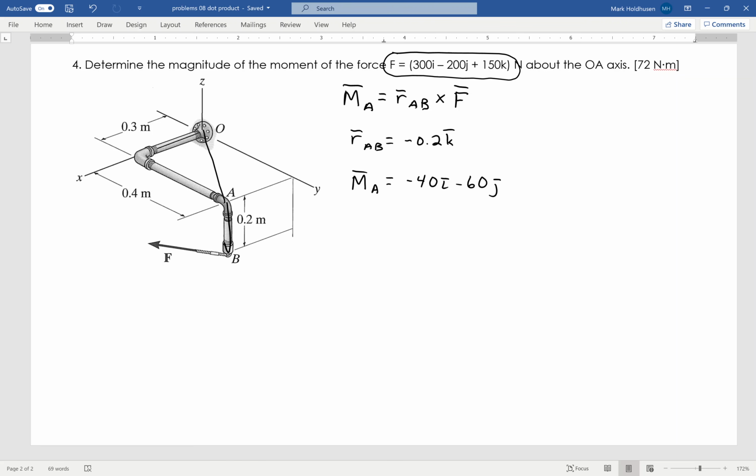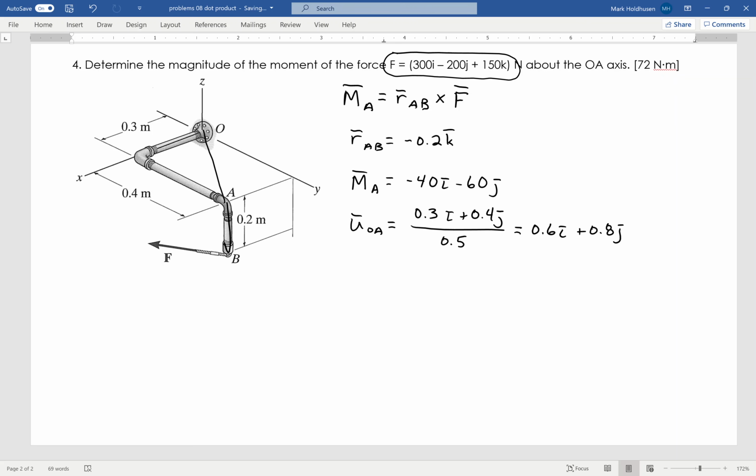So again, what I need is the unit vector from O to A to find out what component of that moment is about the OA axis. So we go position vector from O to A is 0.3I, 0.4J. This is a 3, 4, 5 triangle, so the magnitude will be 0.5. And from that, I get the unit vector of 0.6I plus 0.8J. That is the unit vector, magnitude of 1, directed from O to A.